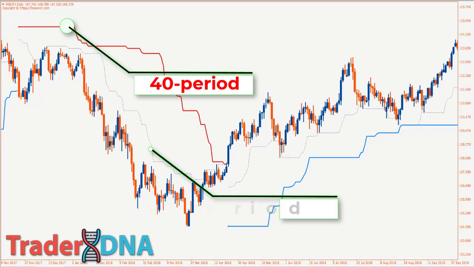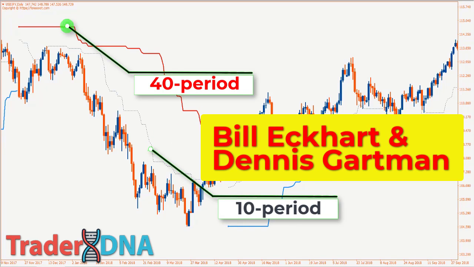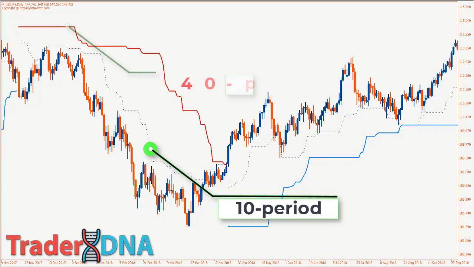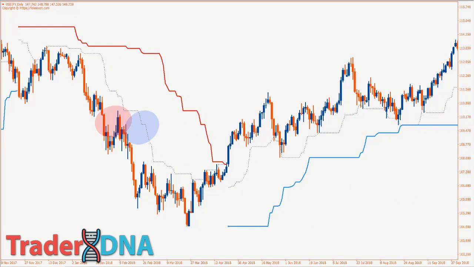The Turtle Channel Indicator is a powerful trend determiner. It was developed by Bill Eckhart and Dennis Gartman. They devised the core algorithm based on the N days breakout formula. The indicator uses the highs and lows of the market and finds out the potential breakout zone in the chart.